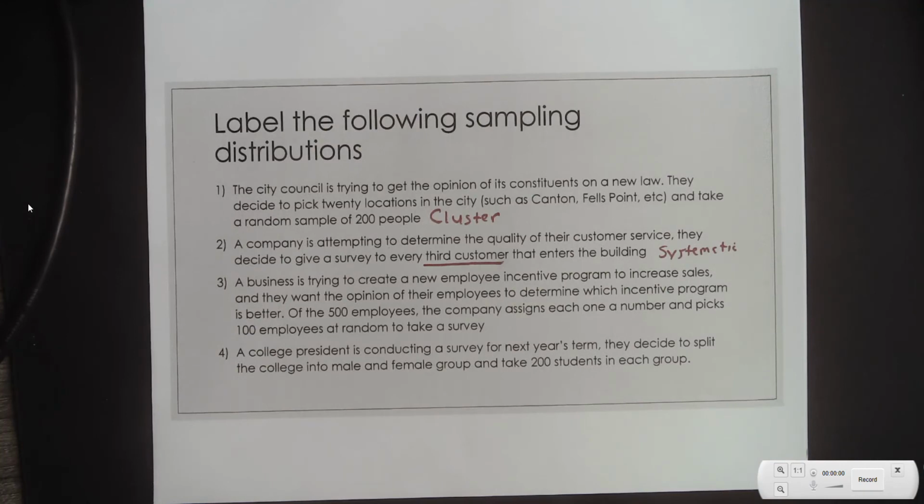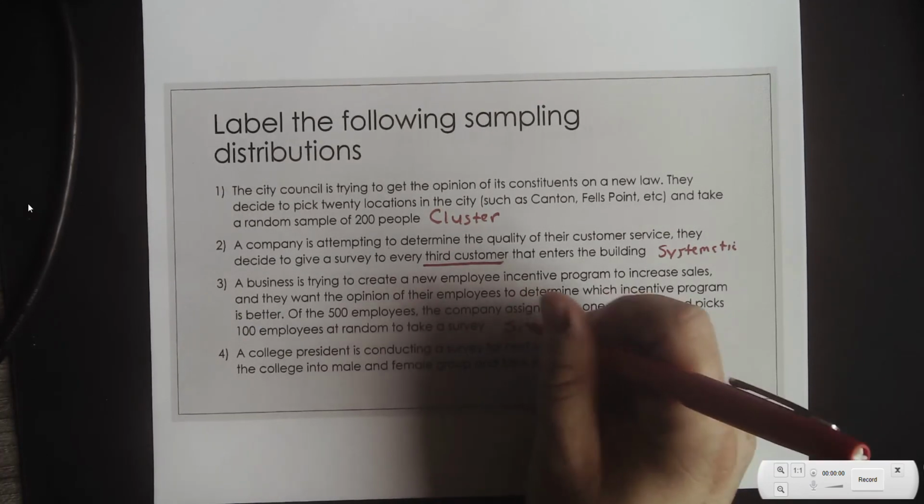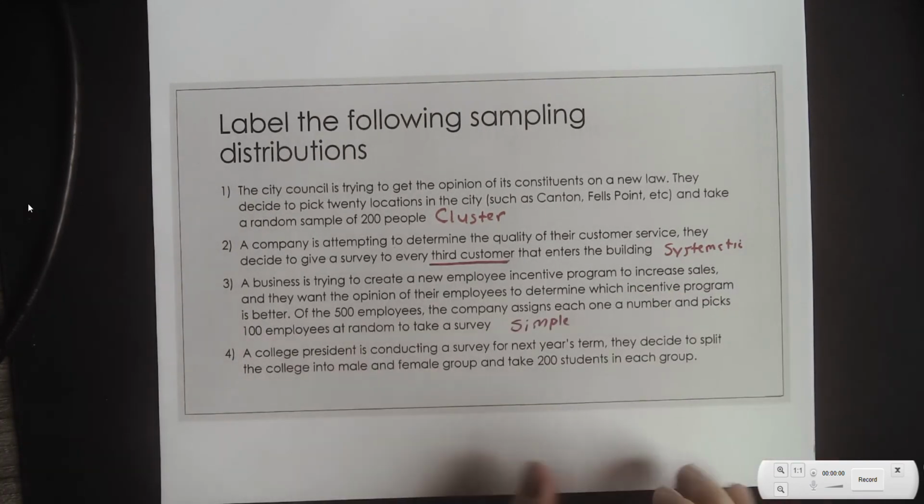A business is trying to create a new employee incentive program to increase sales, and they want the opinion of their employees to determine which incentive program is better. Of the 500 employees, the company assigns each one a number and picks 100 employees at random to take a survey. So this is purely a simple random sample. He gives everyone a number and picks them all at random. We'll talk about how 100 employees is probably a little bit too big for this particular sample later, but for right now, that's definitely a simple random sample.